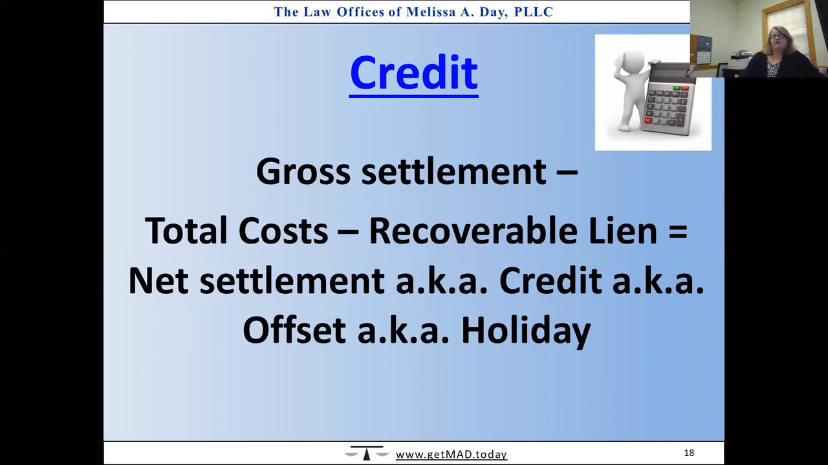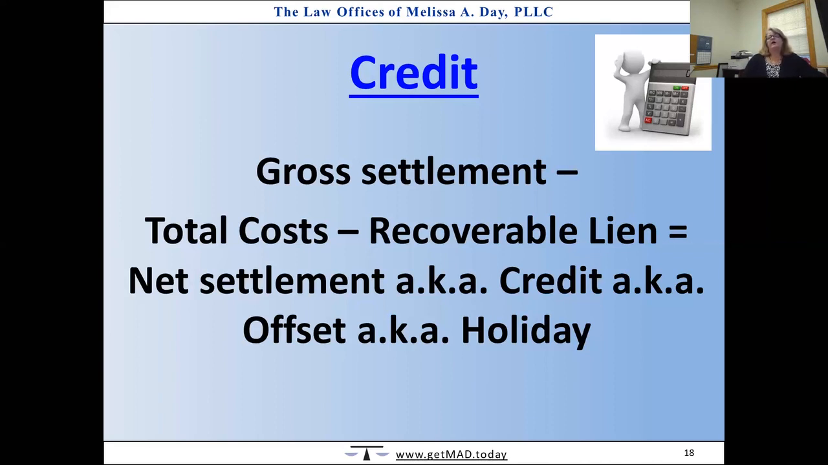To determine the amount of the credit, and again, this is a formula, so the title's in blue and we have our little icon with the calculator. You take the gross amount of the settlement minus total costs, which are disbursements and fees, minus the recoverable lien, which is money that the claimant has to repay to the carrier or the employer, and you get the net settlement, which is also known as a credit, which is also known as an offset, and which is also known as a holiday. There are many different ways that people refer to the future benefit that you're relieved of having to pay as a result of a plaintiff's recovery from a third-party action.